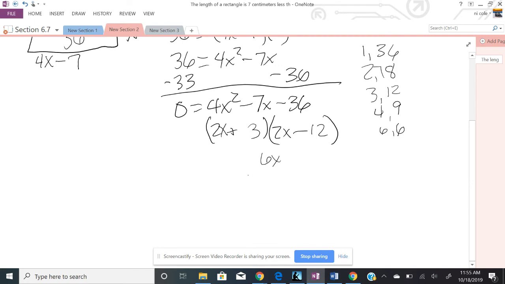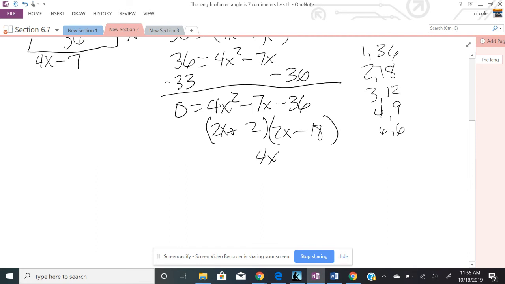And that would give me negative 24x. And that gives me negative 18x. And because I have 2x and 2x, it's just going to get bigger. So that doesn't work. So let's try 2 and 18. That gives me 4x insides. The outsides give me minus 36. Sum those up. That gives me negative 32, which is not negative 7.